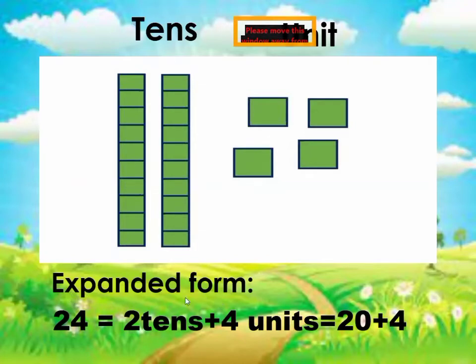So in expanded form, we write the place value of each digit. First we write 2 tens plus 4 units. Then we write the expanded form of this number. 2 tens means 20 and 4 units means 4. So the expanded form of 24 is 20 plus 4.